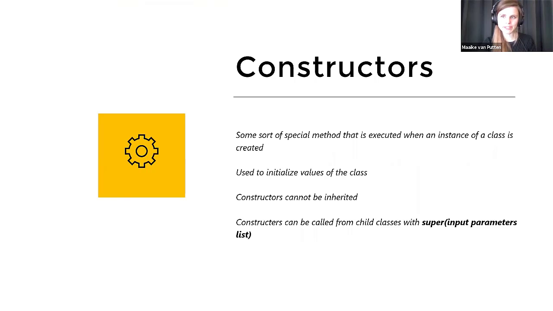So for example, when we said Dog d equals new Dog, this Dog() is actually referring to the constructor of the class Dog. And we use it to initialize the values of a class, and we actually don't need to write one to have one. That's kind of special, right? If we don't write a constructor ourselves, Java provides one for us. This is the so-called default constructor.